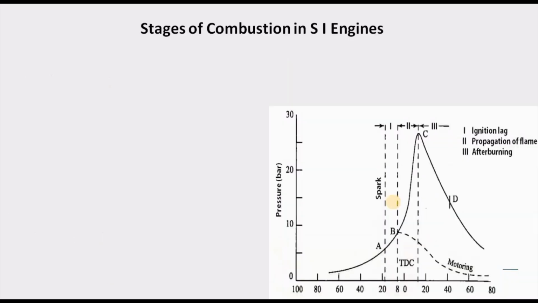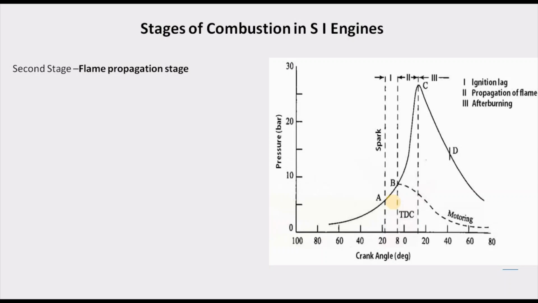And the next stage is the second stage of combustion, which we call the flame propagation stage. Here it is denoted by points B to C. So what is this point B? Point B is the point where we have observed a noticeable rise in the pressure. In order to understand this, we should first understand what these two curves are. Here one is a motoring curve and one is a combustion curve.